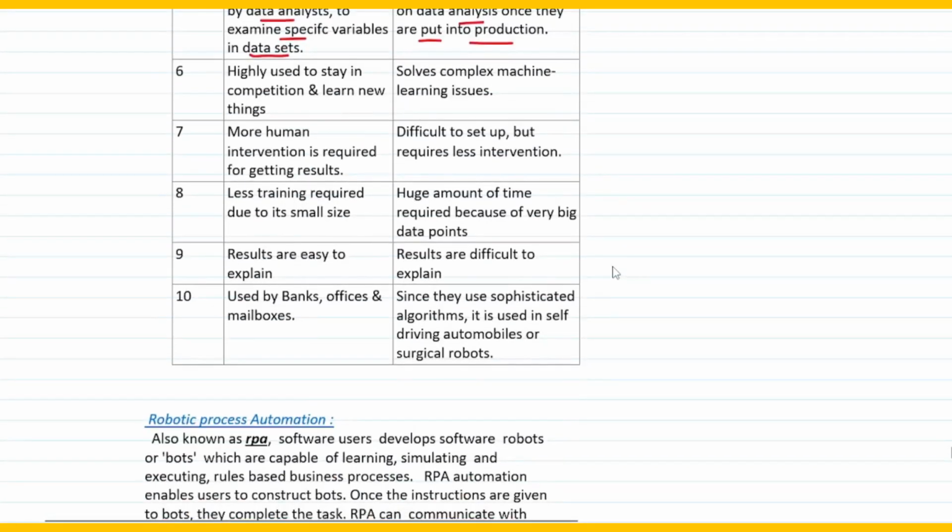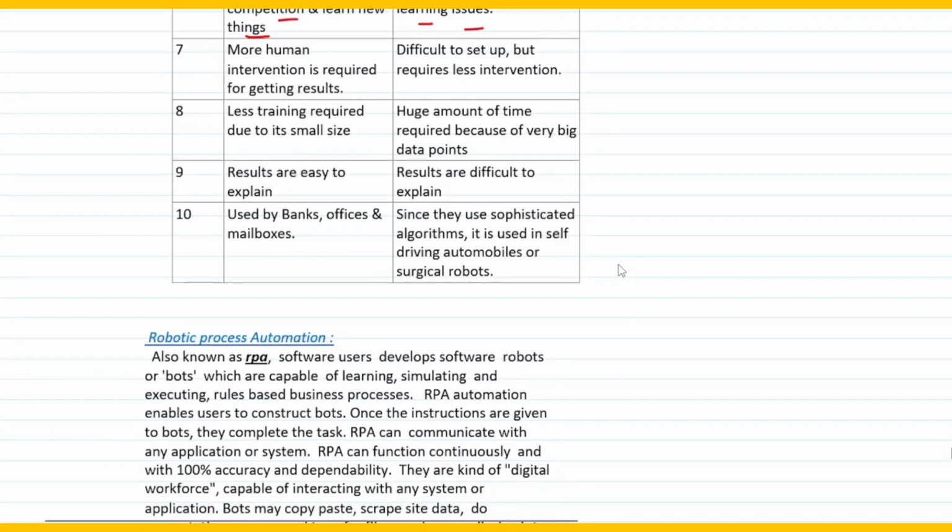Machine learning is highly used to stay in competition and learn new things, whereas deep learning solves complex machine learning issues. Then more human intervention is required for getting results in machine learning, whereas deep learning is difficult to set up, but it requires less intervention. This is something which we have already discussed, that deep learning is difficult to set up, but the effort that is required is relatively lower as compared to machine learning.